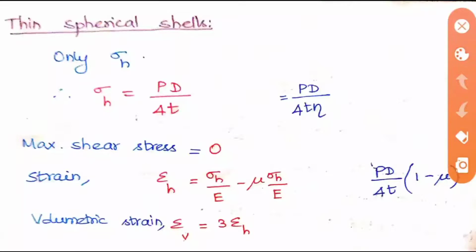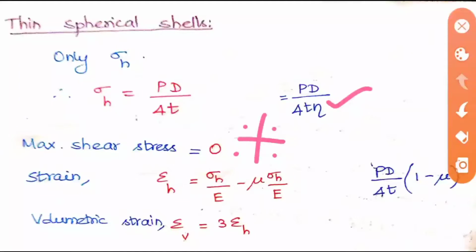Now we have come to thin spherical shells, where the element is in a spherical form. Due to the spherical form, the longitudinal stress won't be there, only the hoop stress will be there. The hoop stress will be equal to PD by 4T, and if efficiency is given, it is divided by the efficiency. Here the maximum shear stress is equal to 0. This is an important point. They have asked this many times in the exams.